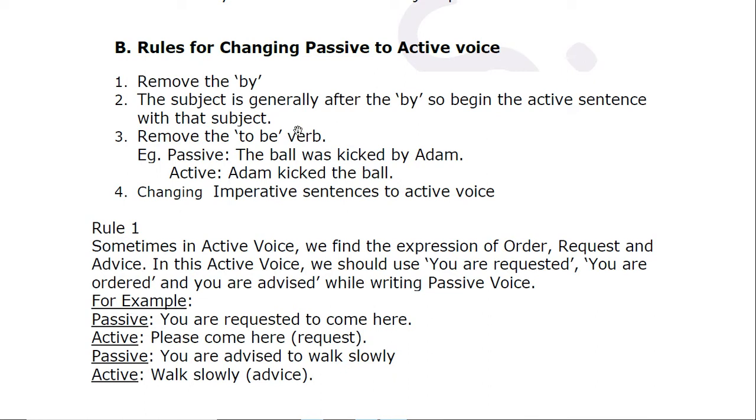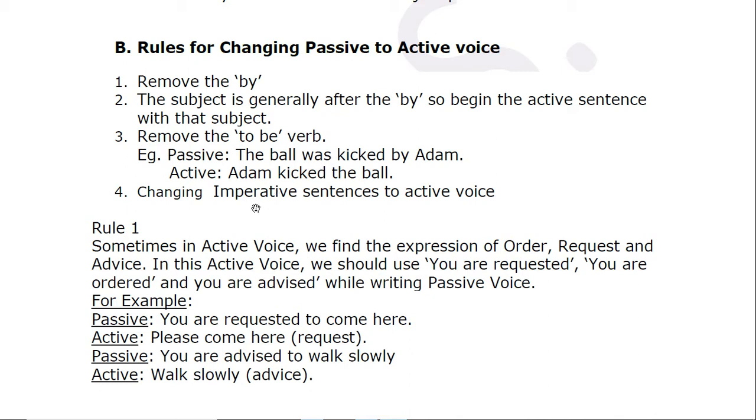So here what did I say? Remove the to be verb. So this is a to be verb. So you will remove it. Yes. So here subject. You got verb. And what is your object? What did he kick? The ball. So you are going backward as I said. Adam kicked the ball. Only thing you have to do is remove the by, remove the was.